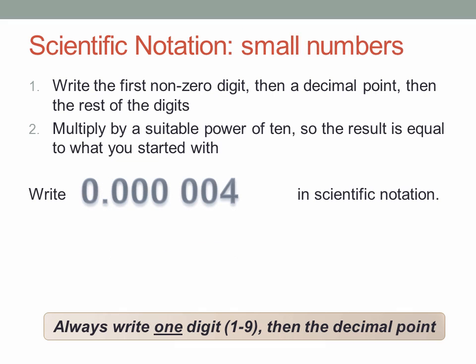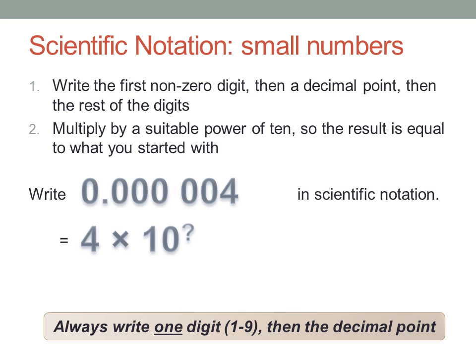So much for large numbers. But scientific notation applies equally well to very small numbers. Let's try it. Write 0.000004 in scientific notation. Well, it's going to be 4 times 10 to some power. What's the power going to be?